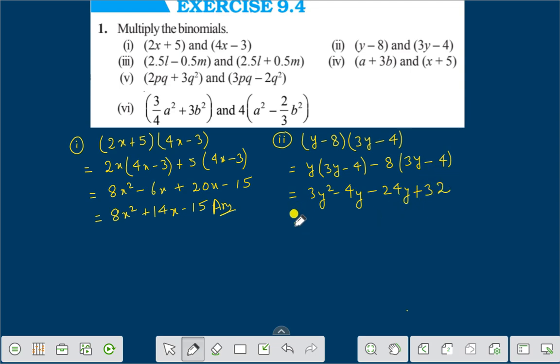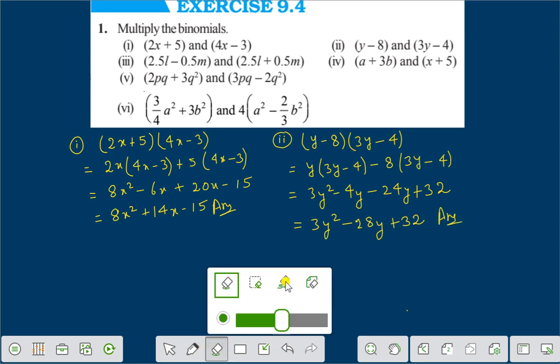Therefore we are getting 3y square, minus 4 minus 24 is minus 28y, plus 32. That is 3y square minus 28y plus 32. This is the answer of question number 2. Let's solve question number 3.